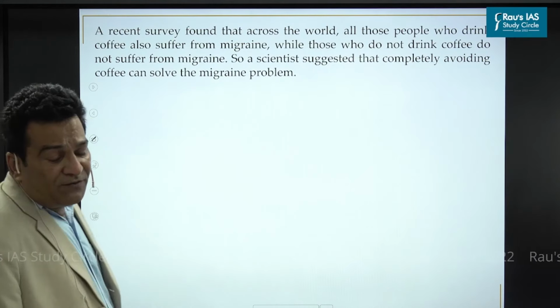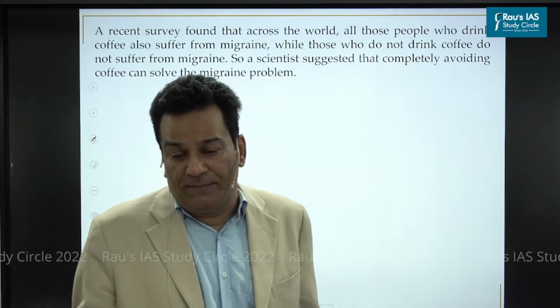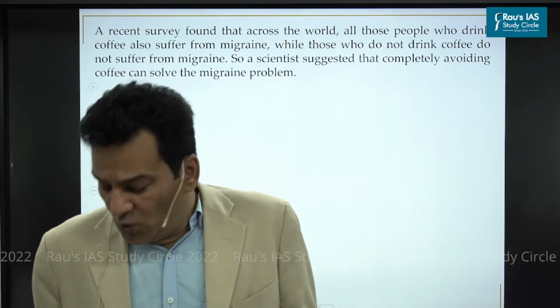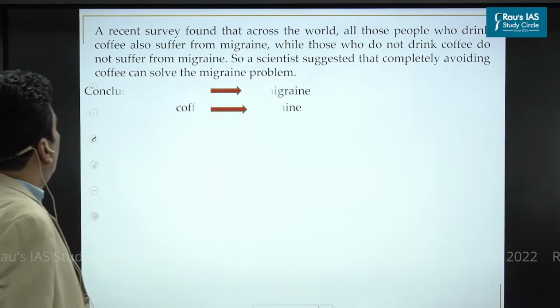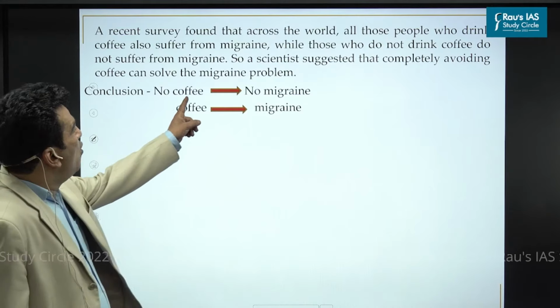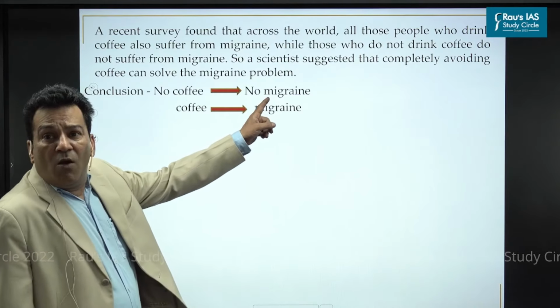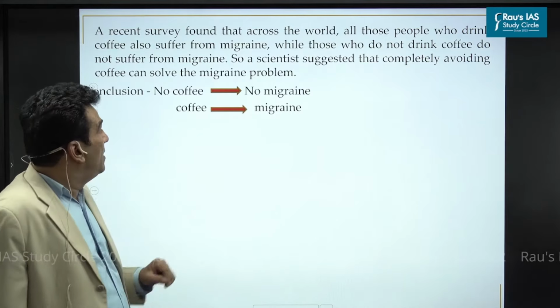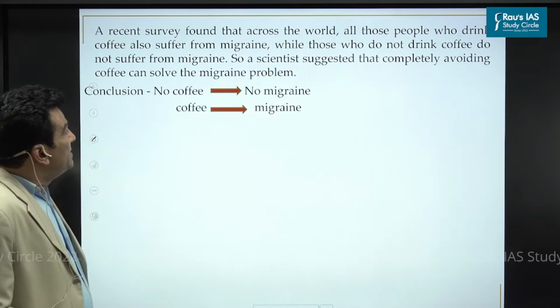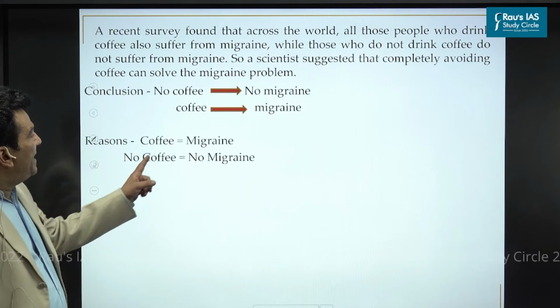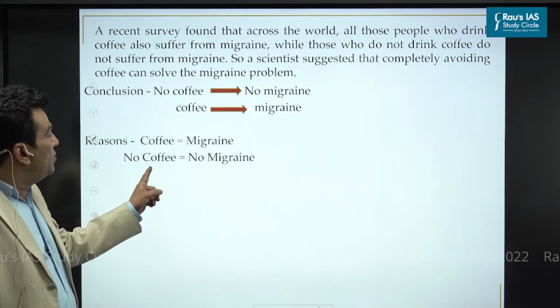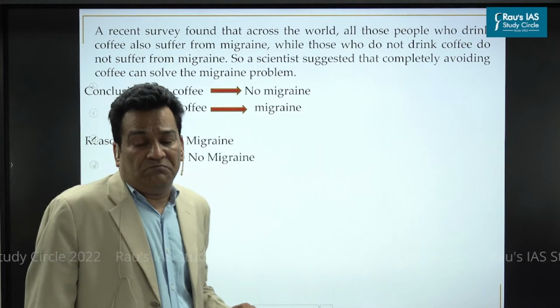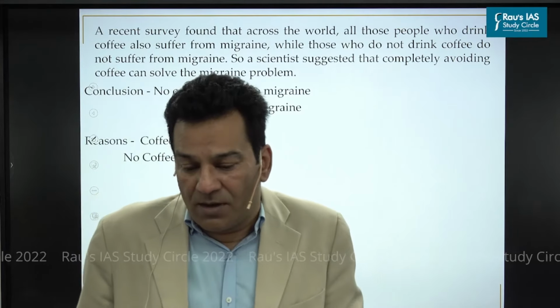Third argument is different from the 4 arguments that we've done so far. If you look at this particular argument, out here the conclusion is no coffee will lead to no migraine, or the argument is saying coffee leads to migraine or coffee causes migraine. On the other hand, if you look at the reasons, then the reasons say people who drink coffee have migraine, people who don't drink coffee, they don't have migraine. I don't see any mismatches here.